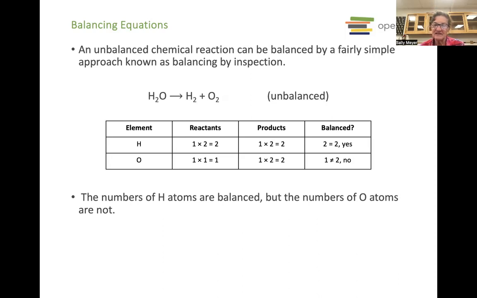But when we look at the oxygen, no. On the reactant side, we have 1 times 1. We have 1 oxygen atom in a water molecule, so we only have 1 oxygen. But on the product side, we have 1 times 2 because each oxygen is diatomic. It has 2 atoms of oxygen in it. So that's not balanced. We need to figure out a way to get the oxygen balanced.